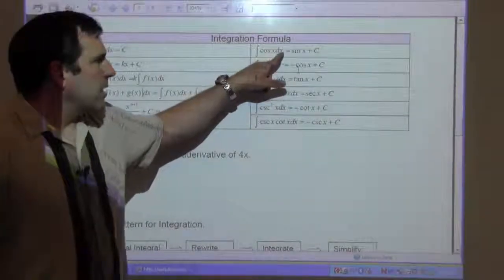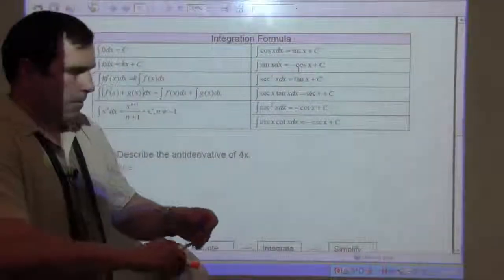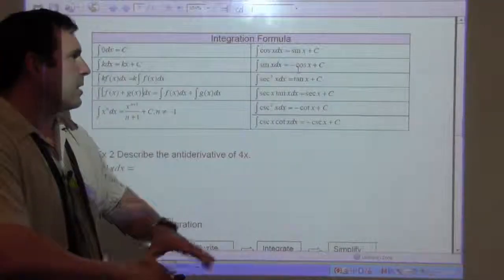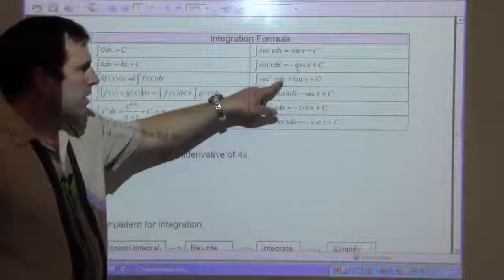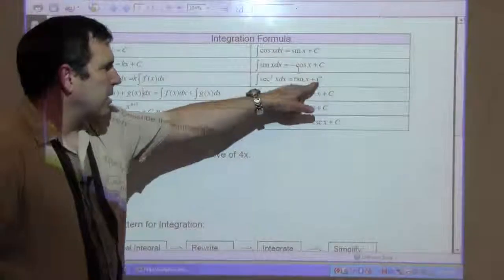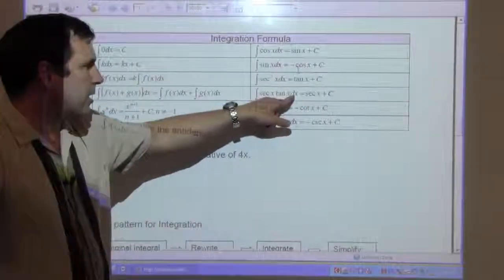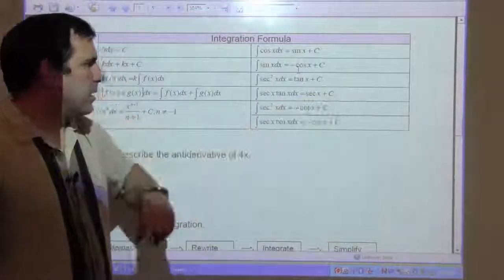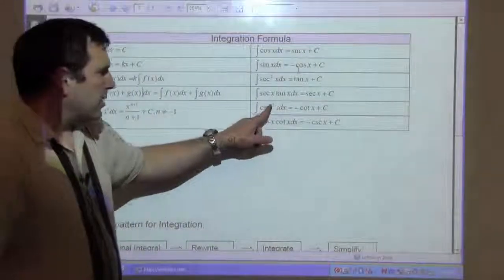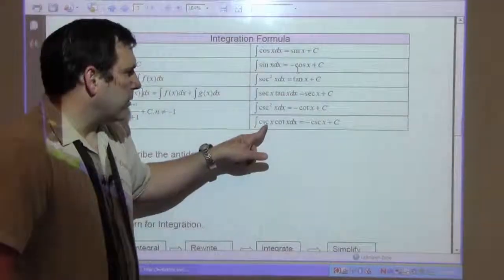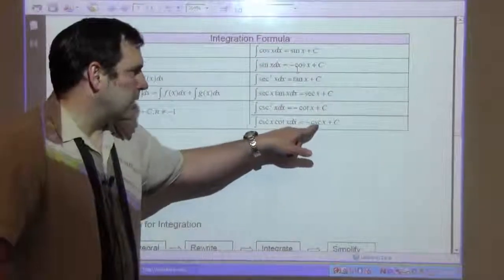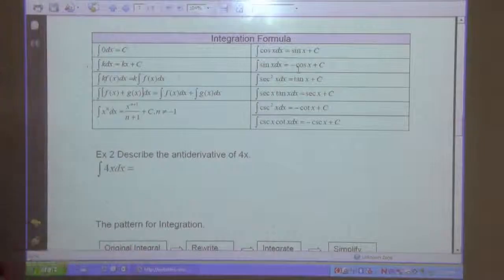The integral of cosine x dx is sine x plus c. Integral of sine x dx is negative cosine x plus c. Integral of secant squared x dx is tangent x plus c. Integral of secant x tangent x dx is secant x plus c. Integral of cosecant squared x dx is negative cotangent x plus c. And the integral of cosecant x cotangent x dx is negative cosecant x plus c.